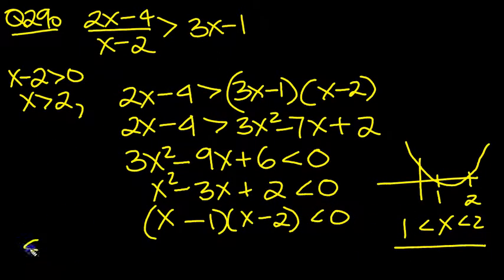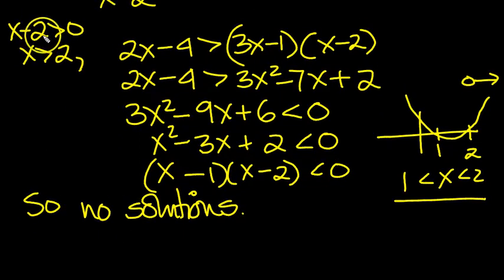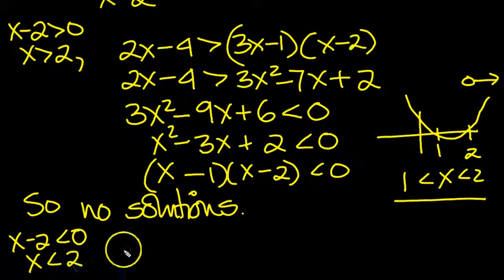Here's our context. So no solutions here, because we're dealing with the context of x being bigger than 2, so there's no overlap. So there's no solutions in this case. Now let's look at the negative side then, and this is the case when x − 2 is less than 0, in other words x is less than 2.